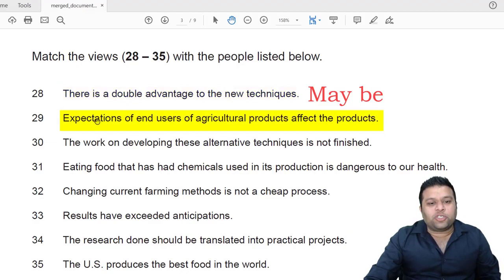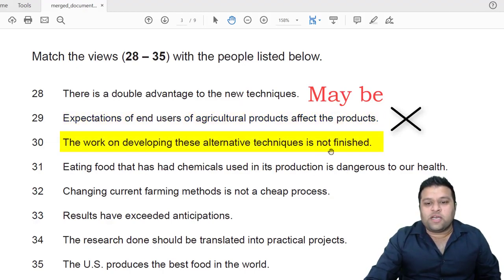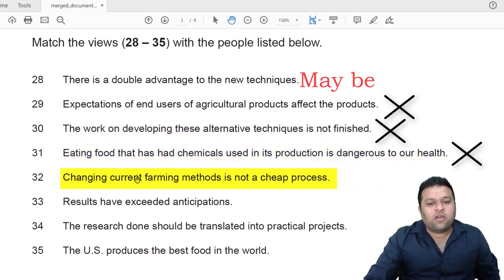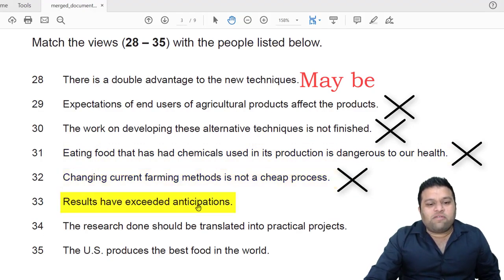Maybe. Expectations of end user. Who is end user? End user is consumer. End user of agriculture product affect the product. Is that happening? No. The work on developing alternative techniques is not finished. Are they talking about alternative techniques? No. Eating food that has had chemicals used in production? No. That's done already. Results have exceeded anticipation.